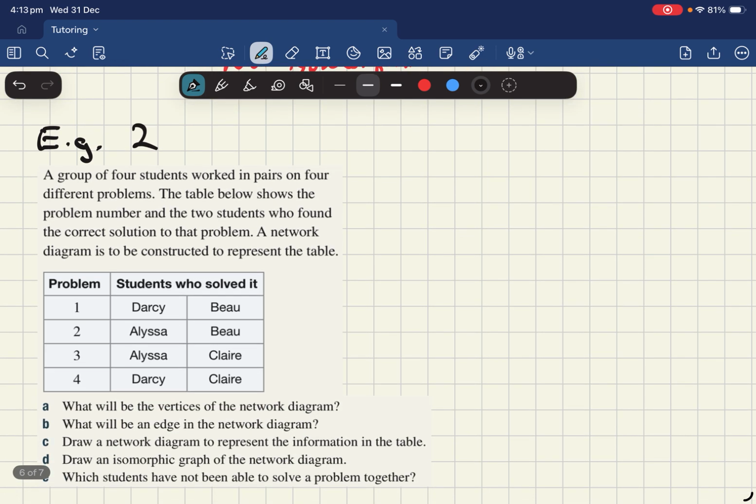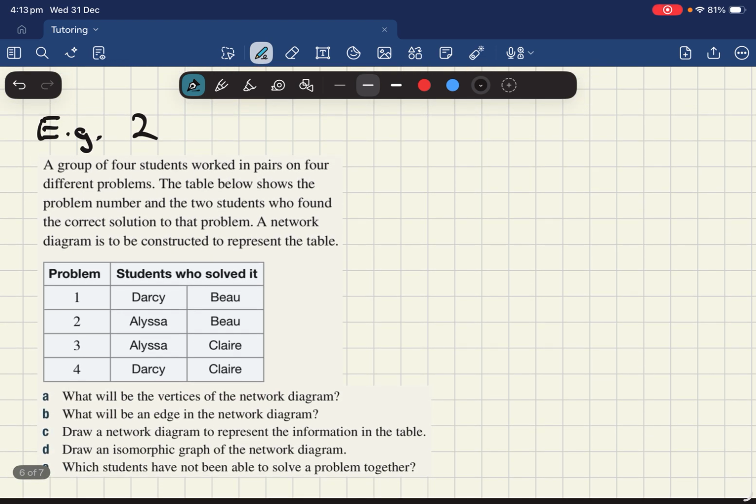Now, looking at example 2, because this entire video is talking about our graphs, basically drawing network diagrams and essentially trying to make these out of different bits of information. Here it's saying that a group of 4 students worked in pairs on 4 different problems. The table below shows the problem number and the 2 students who found the correct solution to that problem. And we want to construct a network diagram to represent the table. Now, we have all of our problems here. We have the students who solved the problem.